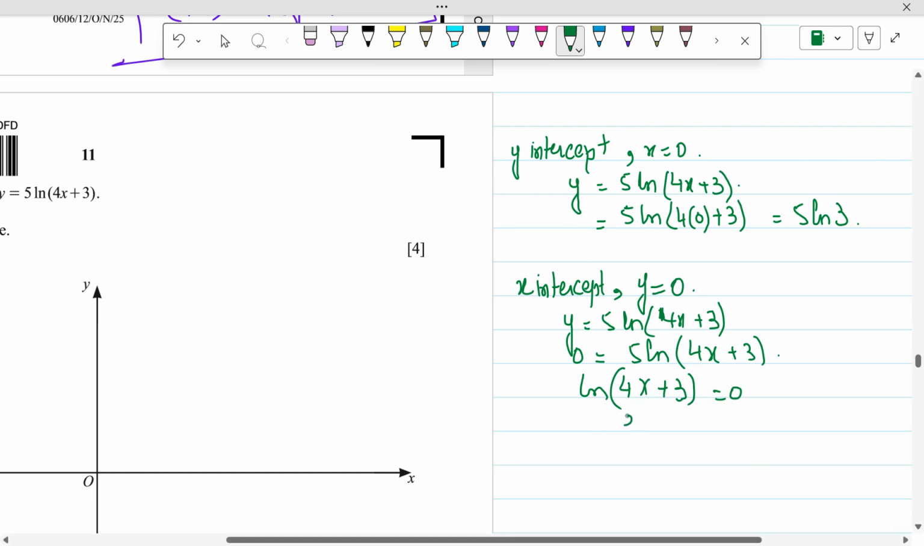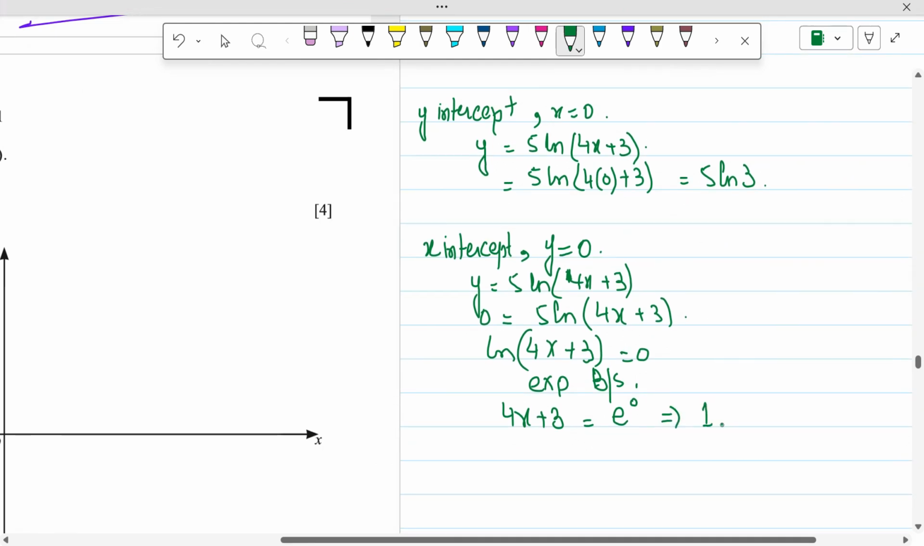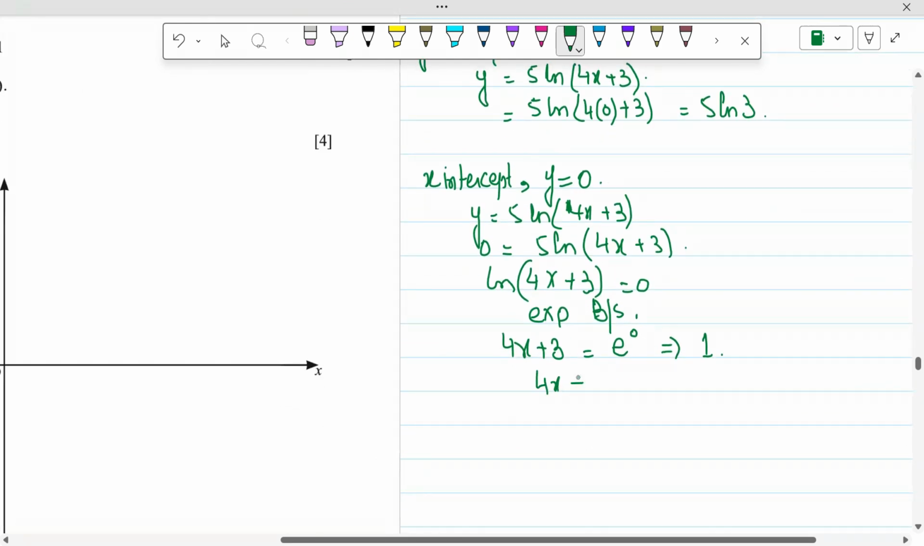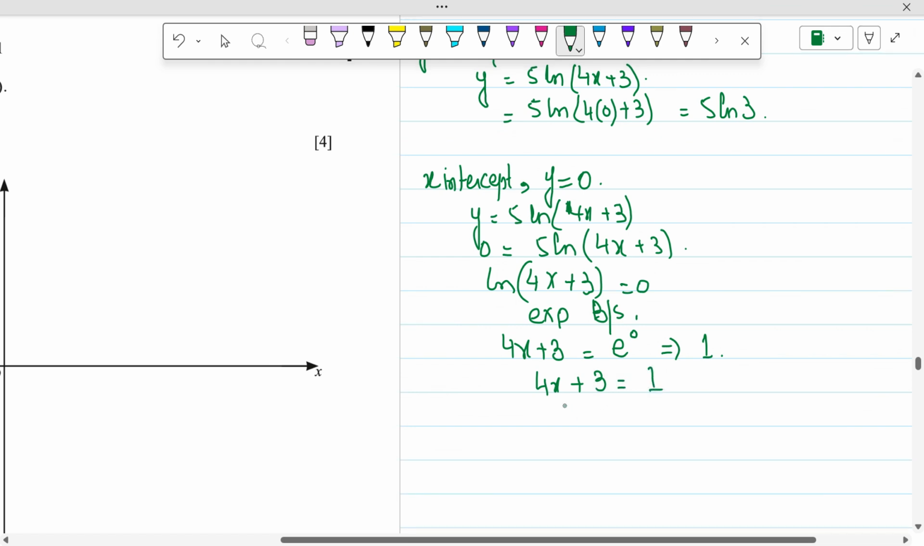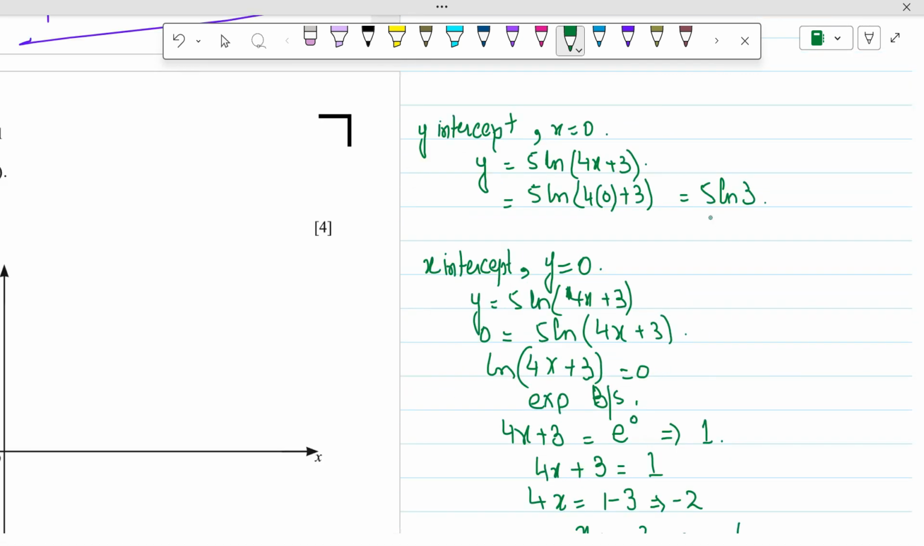To solve this equation, we take the exponential of both sides. So we will have 4x + 3 equal to the exponential of 0, and this one is equal to 1. So we have 4x + 3 = 1, and 4x = 1 - 3, which is equal to -2, and x = -2/4, which is equal to -1/2. 5 ln 3 is equal to 5.49, which is almost equal to 5.5.